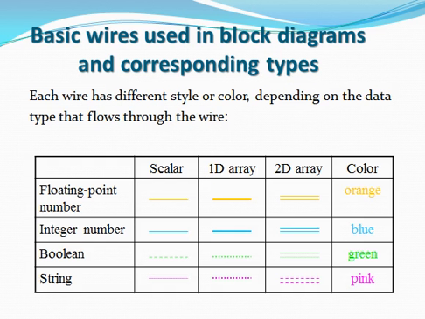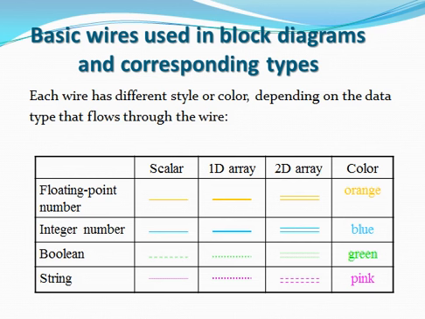Basic wire used in block diagrams and corresponding types. Each wire has a different style or color depending on the data type that flows through the wire. There are 4 types of wire available in LabVIEW: orange, blue, green and pink. The orange wire indicates the floating point number.